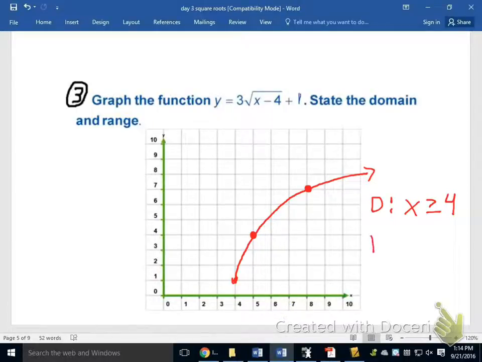Okay? For your range, f of x, y is what we're using here, it's going to be greater than because this function was going up. Greater than or equal to, what y value? 1. It started at a y value of 1. That was the first place it existed, and it went up from there for forever.